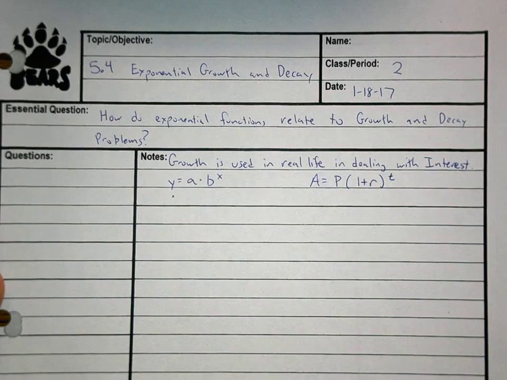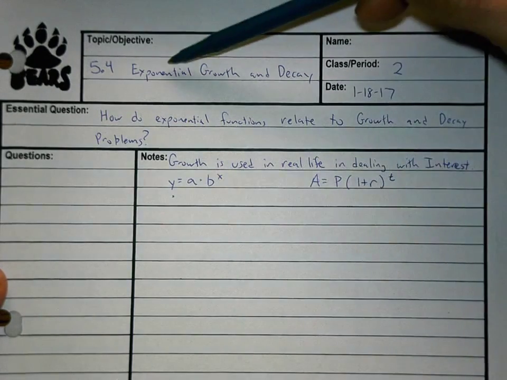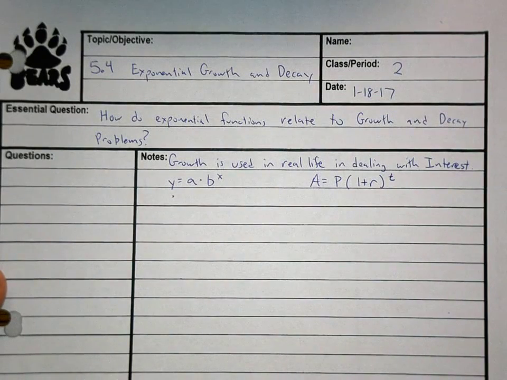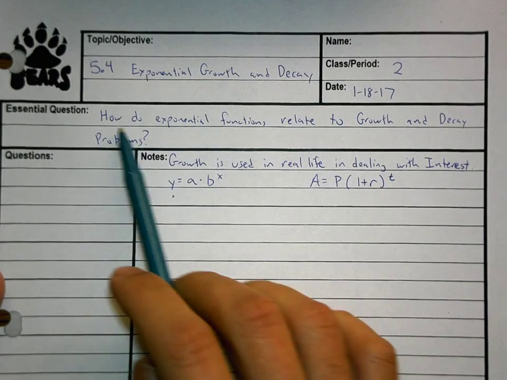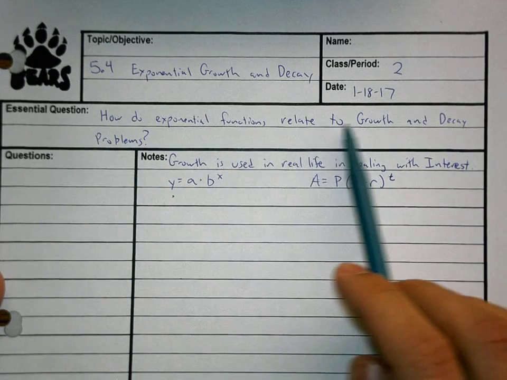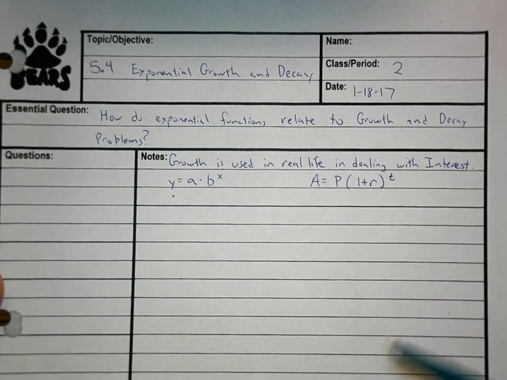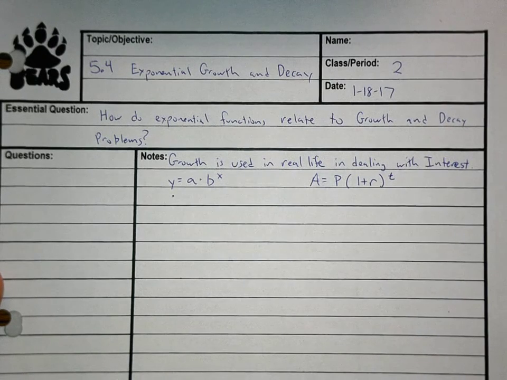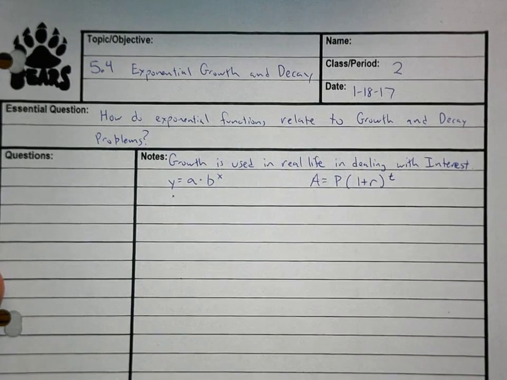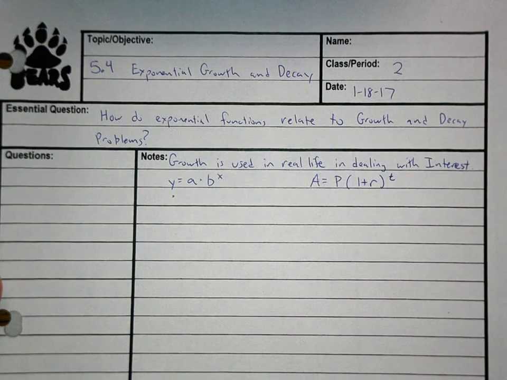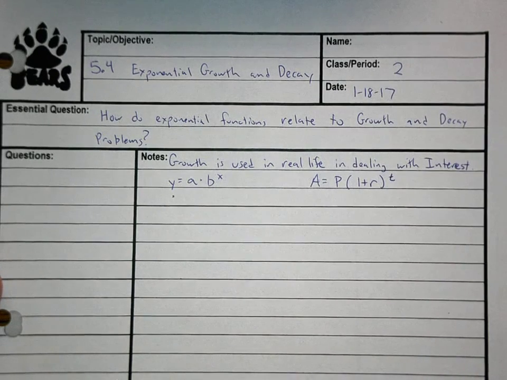Here we go. The notes on 5.4 are covering exponential growth and decay, and what I hope to describe to you today is how exponential functions relate to growth and decay problems. What I like about this topic is it's used in real life. Almost every single one of you, I'm thinking in the neighborhood of 75 to 85% of you, will deal with this at some point in your life in the future.